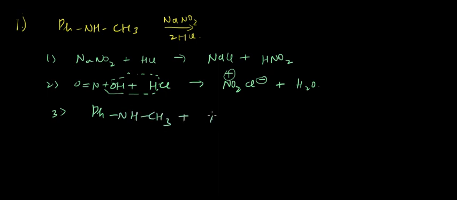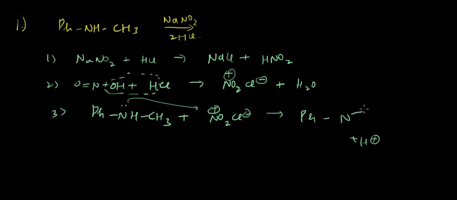In the third step, we will have the amine with CH3, and this NO2 plus Cl minus will be attacked by the lone pair of the nitrogen atom. H plus would be released by the nitrogen atom; I am not showing it. Here NO2 would no longer be a plus, as it is getting a lone pair from this nitrogen atom. This would be the result.